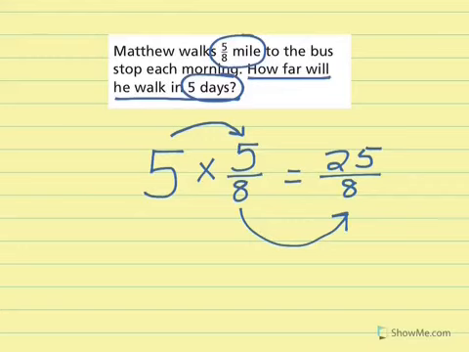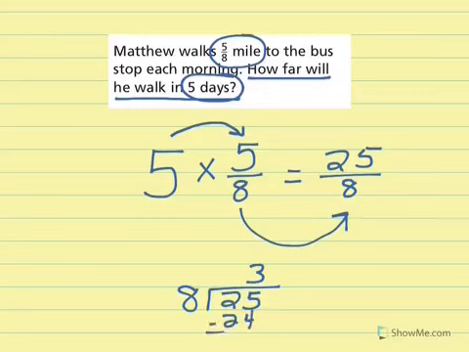Okay, so after 5 days, Matthew would have walked 25/8 miles. Now, you've probably noticed that this is an improper fraction. You can go ahead and change it to a mixed number. So we would have 3 1/8 miles. That's how far he would have walked.